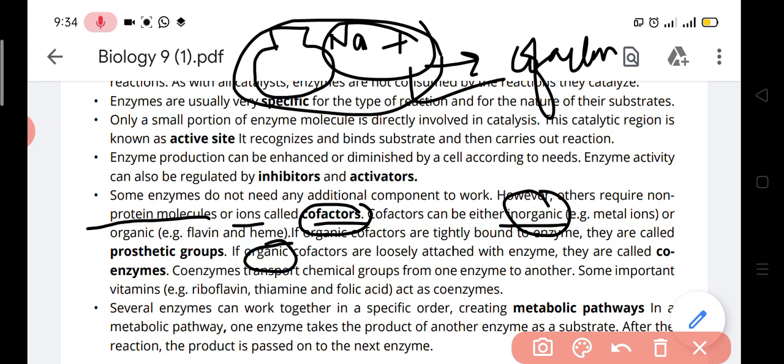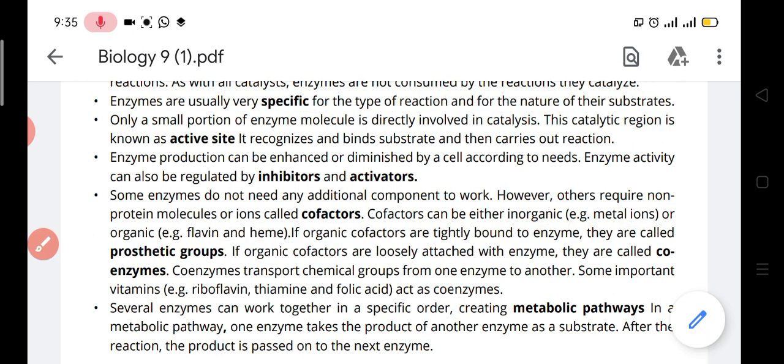The inorganic could be any kind of metal like iron, copper, zinc. Or the organic molecule could be like flavin, heme. These are organic molecules which help the enzyme to work actively. If an organic cofactor is tightly bound to an enzyme, then that is known as a prosthetic group.